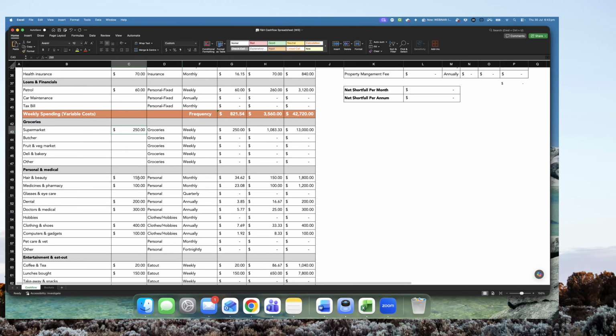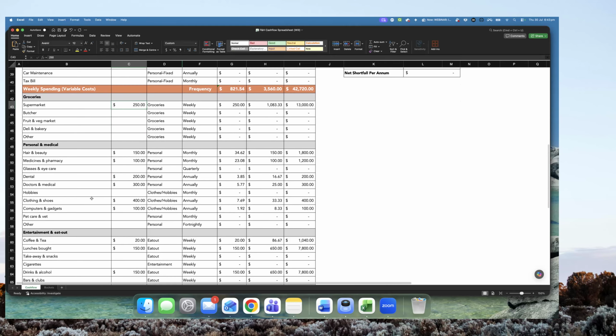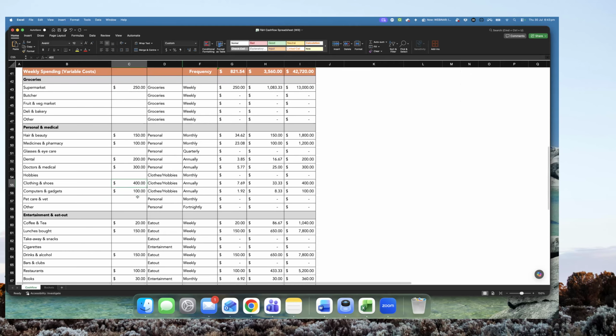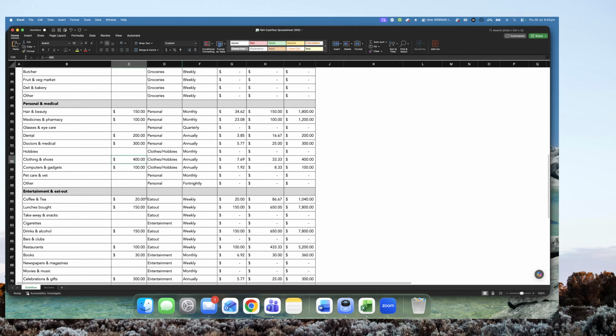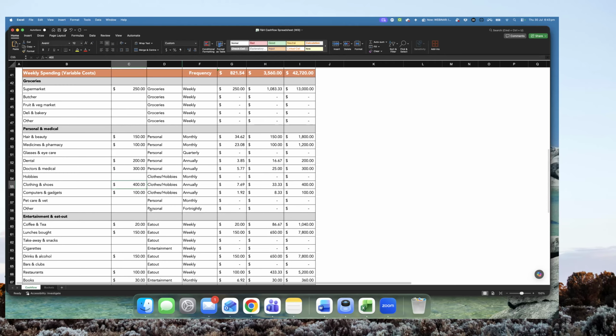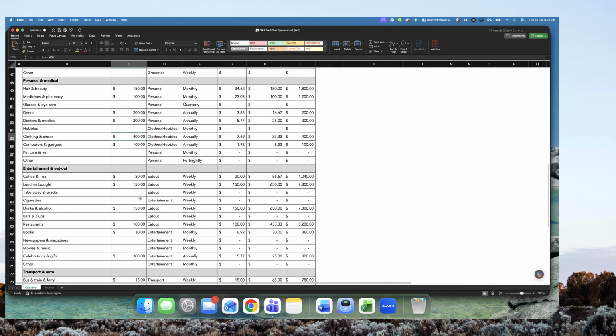Cool. Dental, clothes, 400 bucks a year. Does that feel right? I'm a minimalist, mate. I don't spend a whole lot on clothes. Maybe I should probably spend a bit more, but we'll see what my budget checks out and if I can afford to do that. Maybe cut down on the chicken and rice and buy some more clothes.